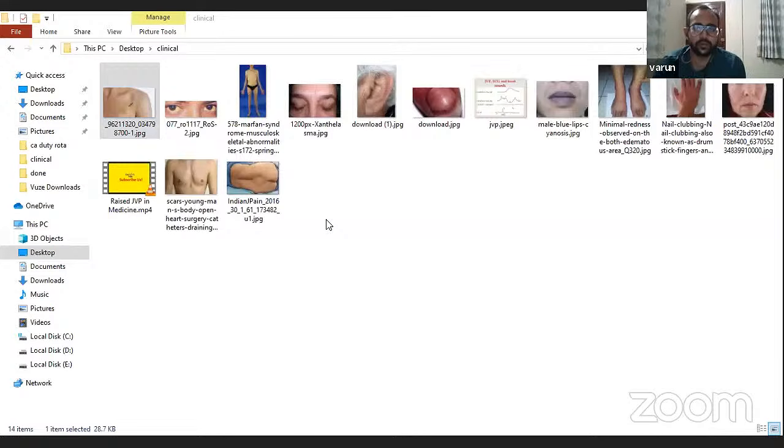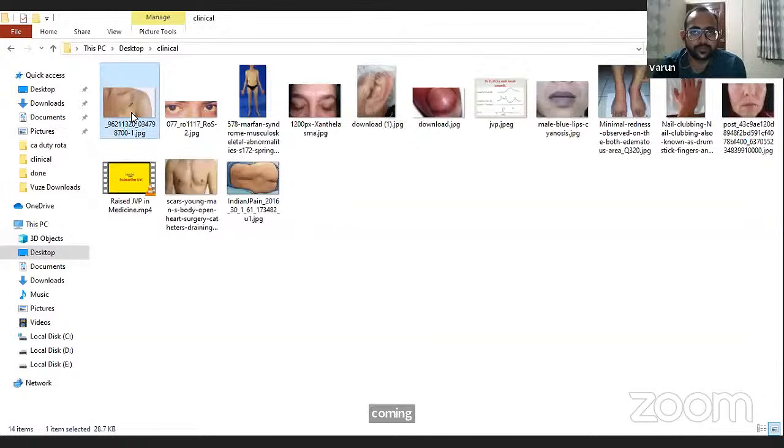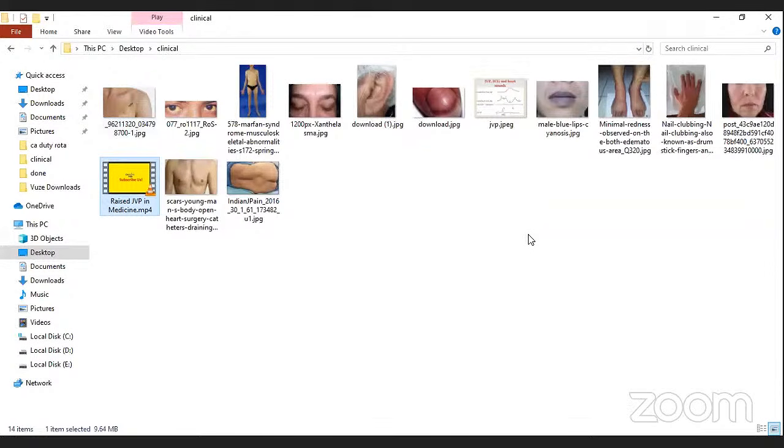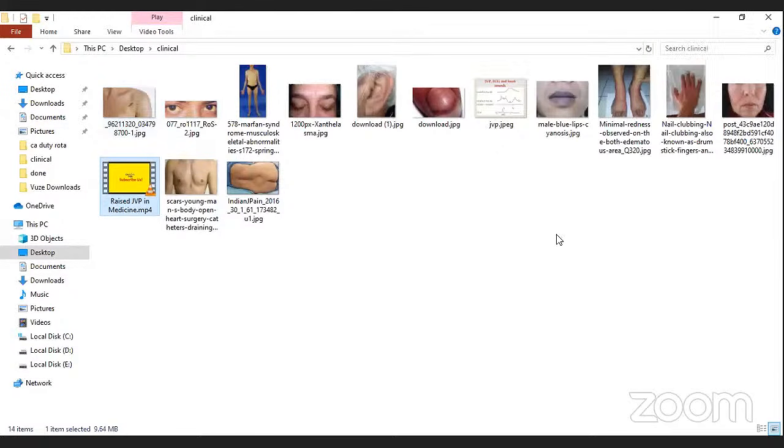Is it coming now? So it's not coming, sir. Okay, no issues. Can you click on one of the videos, please? These are pictures basically. A picture, please. Can you click on that? Is this loading? No, fine, no issues. I mean, it's MP4 format. Just right click it or you can try to open, please.